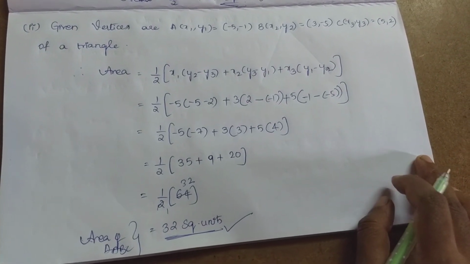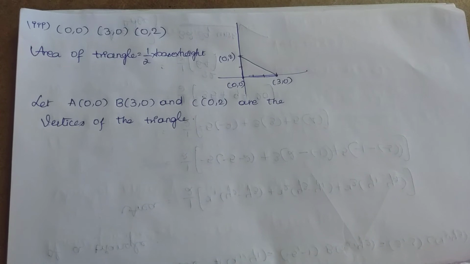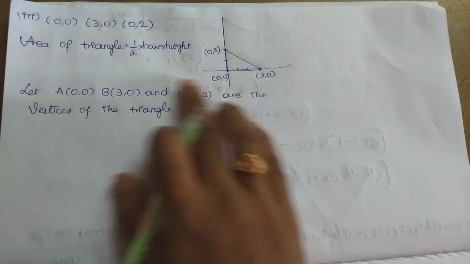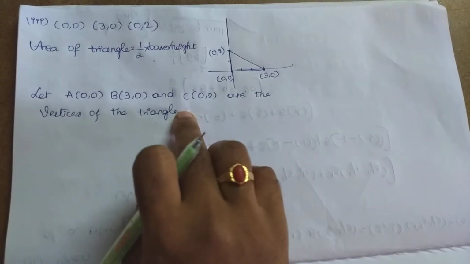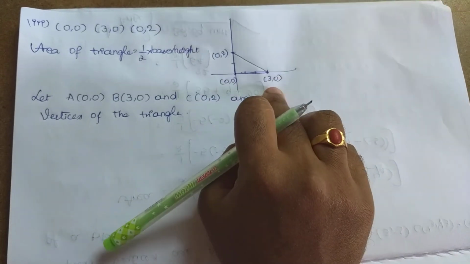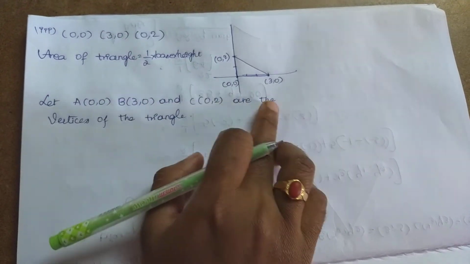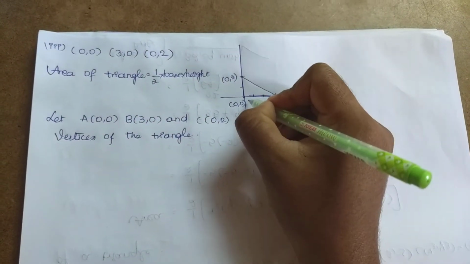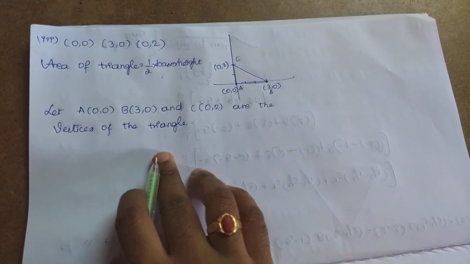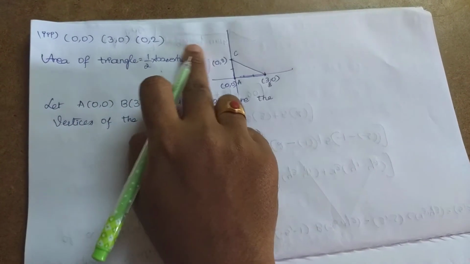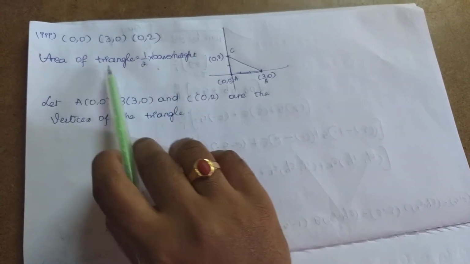In the same way let's solve sub question 3 also. So here the given points are (0, 0), (3, 0) and (0, 2). We know that the area of a triangle is 1 by 2 into base into height. So here (0, 0) is nothing but the origin. So I have plotted (0, 0), (3, 0) and (0, 2) on a graph. Let A, B, C be the vertices of the triangle. Let me put this as A and this as B and the third vertex as C. We can use the formula which we derived in the previous videos when the points are so convenient.